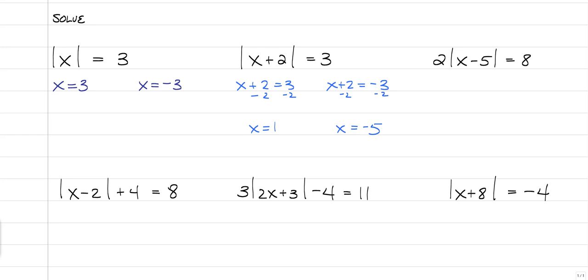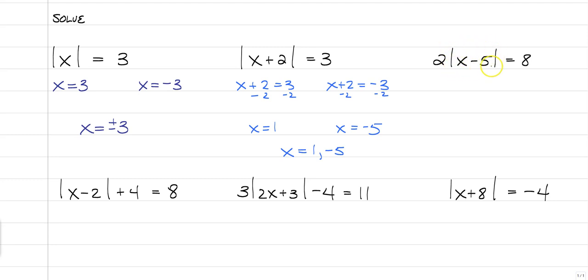Now what you could do to write your final answer, if you have plus or minus, you can just say x is equal to positive or negative 3. And for this, if you have two of them, you can say x is equal to 1 or a negative 5. Okay?